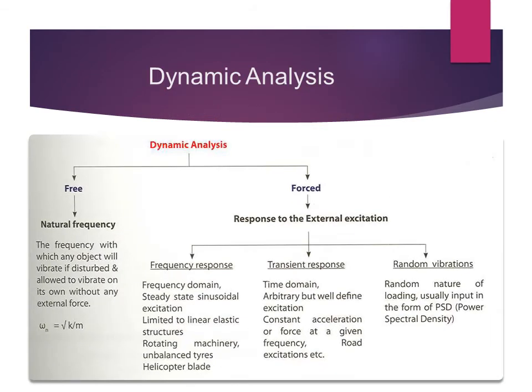Next type of analysis is dynamic analysis. Again we have to consider free dynamic analysis and forced dynamic analysis. In another term, it is known as free vibration and forced vibration. Now, free vibration gives the natural frequency, the frequency with which any object will vibrate if disturbed and allowed to vibrate on its own without any external force, and from that we get the natural frequency omega n equal to the square root of k upon m. K is the stiffness and m is the mass.